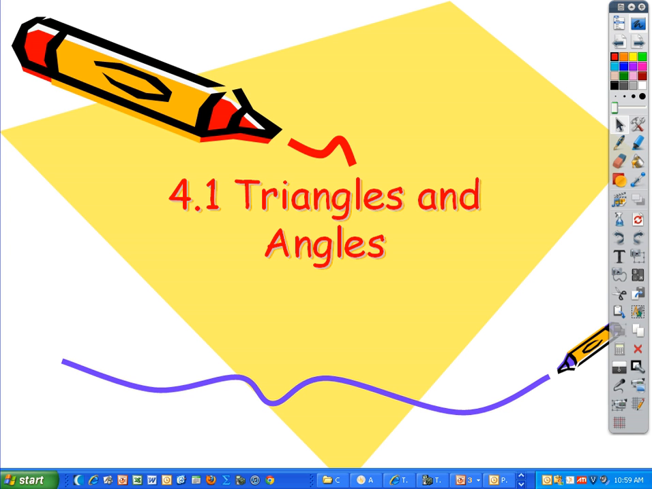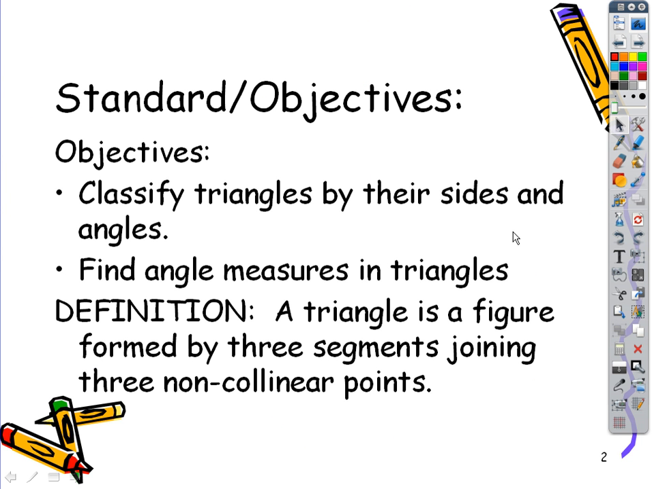How do we classify triangles? There's a lot of ways that we can be specific about triangles and classify them. We can classify triangles by their sides or by their angles. For example, we'll look at those. And we want to, at the end of this first little shot of stuff that corresponds to section 4.1 in the textbook, be able to find all the angle measures of a triangle, for example. We're going to start off with the definition of a triangle.